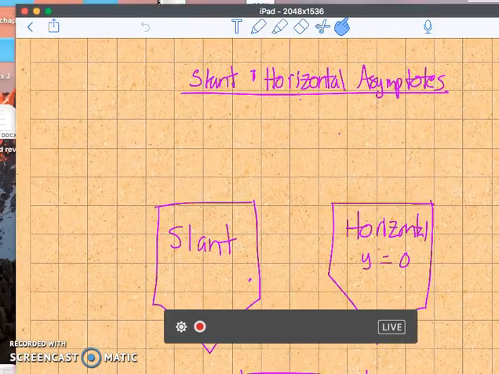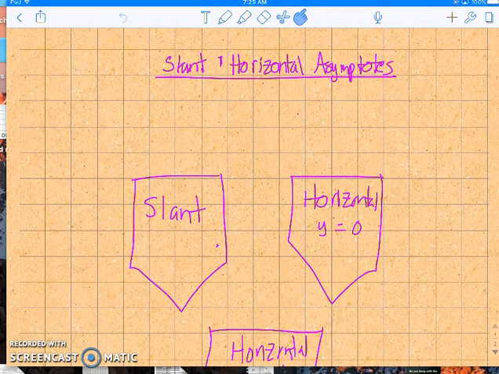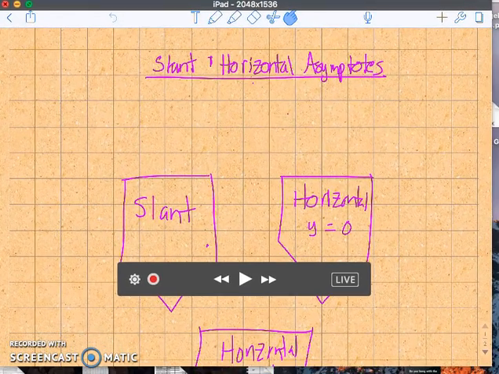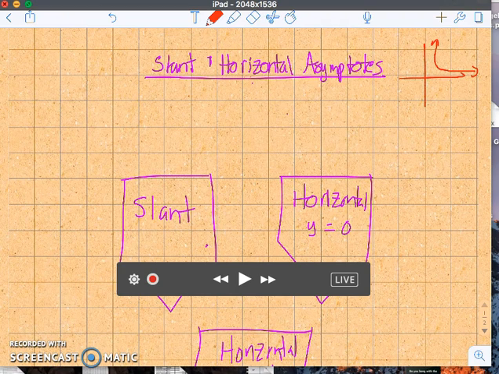There we go. So we're going to take a look at slant and horizontal asymptotes to start with today. We're going to look at a couple different things. So think of an asymptote as what's happening as x gets really big. So like this one here, this asymptote runs along 0. And we've shifted those up and down.